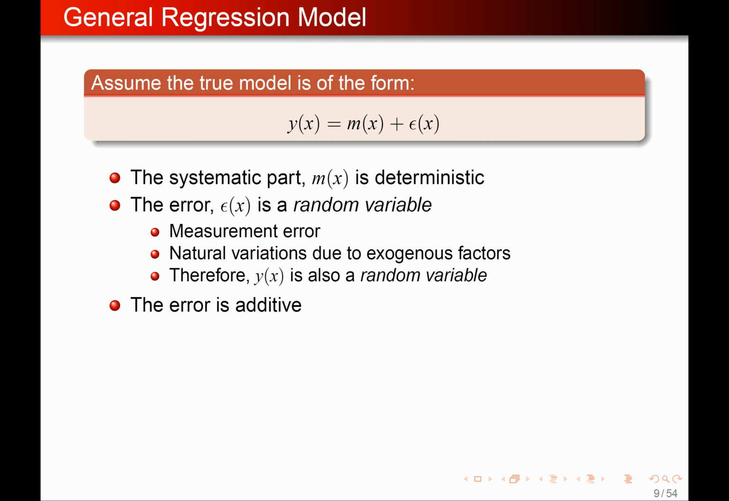So we assume the true model is of the form y(x) equals m(x) plus epsilon(x). So here m(x) is the systematic part, m(x) is deterministic, and the error epsilon(x) is a random variable. So the deterministic part plus a random variable makes y(x) also a random variable. So what caused the error? There are measurement errors and natural variations due to exogenous factors. The error is additive.